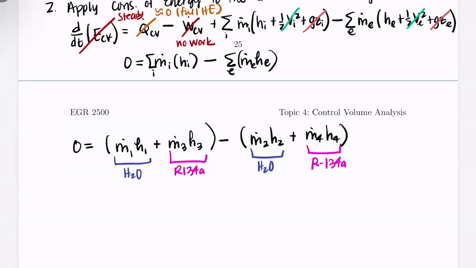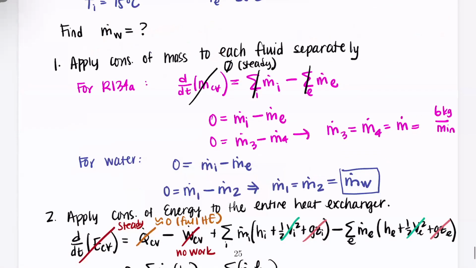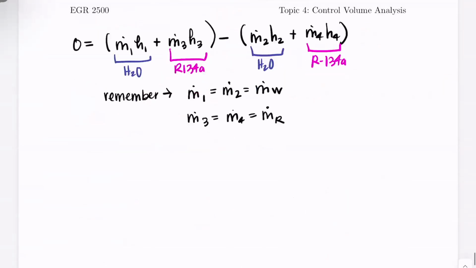All right, I want to make another simplification. Remember when we did our conservation of mass, we had m dot 1 equals m dot 2, which is m dot water, and m dot 3 equals m dot 4, which is m dot R, for refrigerant. So I can rewrite this equation. I'm going to group the water terms together and the refrigerant terms together. So I have that 0 is equal to m dot water times H1 minus H2 plus m dot refrigerant times H3 minus H4. Feel okay for everybody so far?